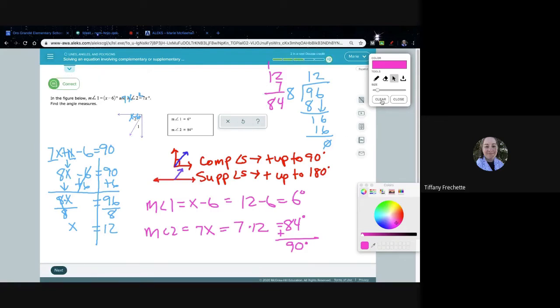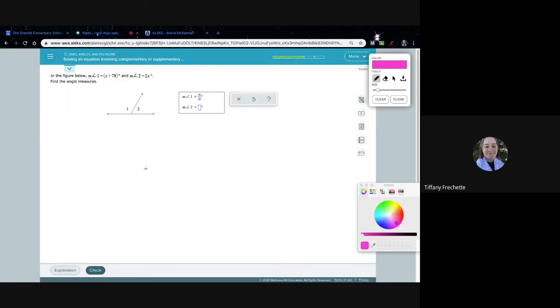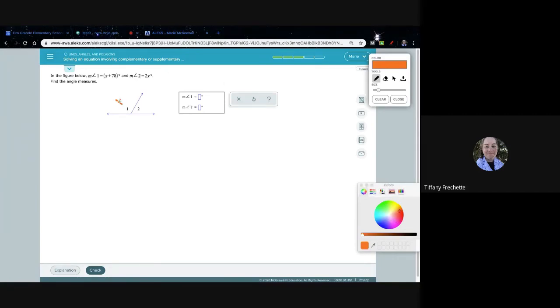All right, so let's go ahead. I'm going to go ahead and clear this just so I don't have to erase it all. And we just need to remember our rules on the next page. So we should have them written down already. So I'm going to use orange on this one. So we know angle 1 is x plus 78. We know angle 2 is 2x.